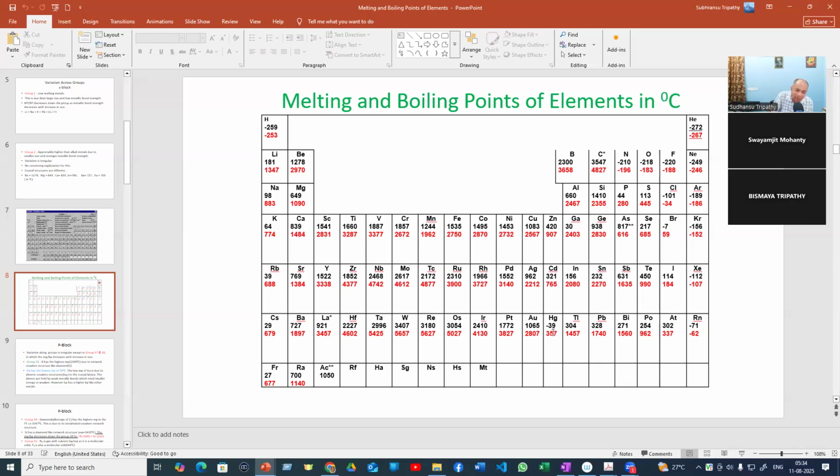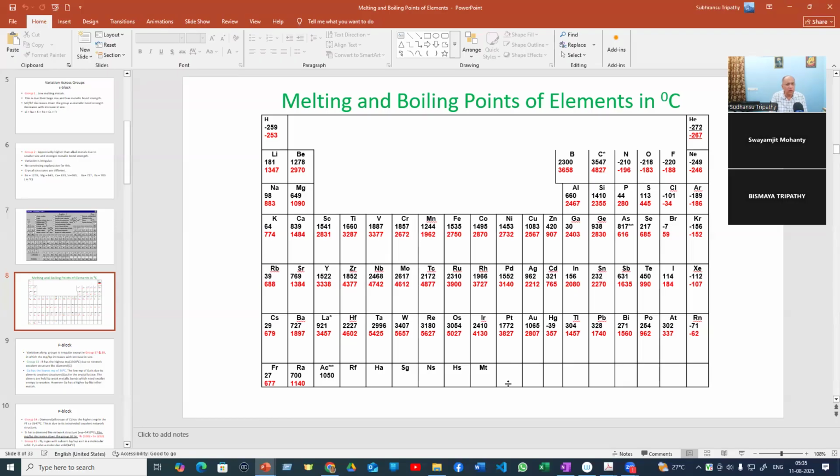Mercury is a liquid metal, minus 39 is its melting point. But see the difference between melting point and boiling point. That is why it is a metal. It decreases. And in the copper group, copper is the highest, then gold, then the lowest is silver. 1083, 1065, then this is 982.